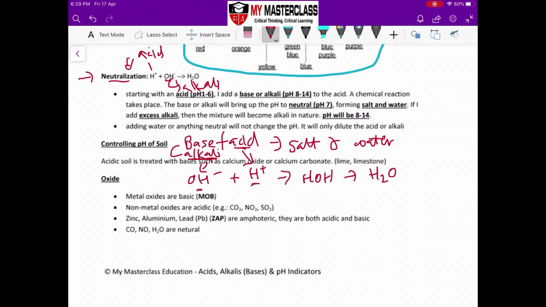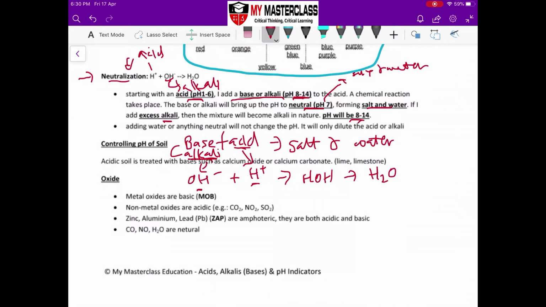Starting with an acid of pH 1 to 6, regardless of whether your acid is a strong acid or weak acid, it doesn't matter. As long as you start with an acid and then I start to add a base or an alkali, in this case the alkali's pH must be 8 to 14. I will add the alkali to the acid, and a chemical reaction will take place. The base will bring up the mixture to 7, neutral. At this point, when it's pH 7, salt and water is formed. And then if I add excess alkali, the mixture will become alkaline in nature. So if I add too much of this NaOH now, it will become 8 to 14.